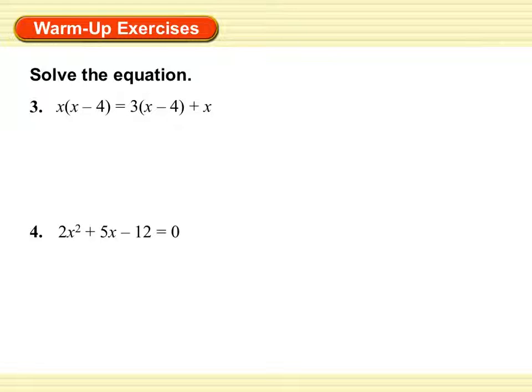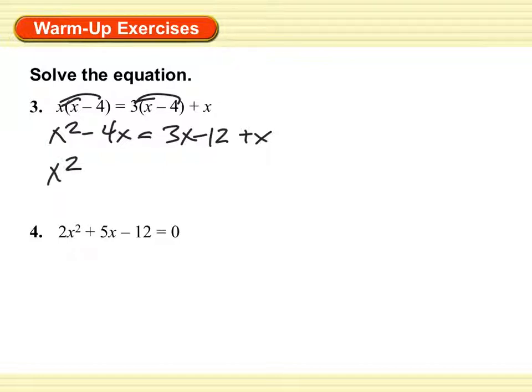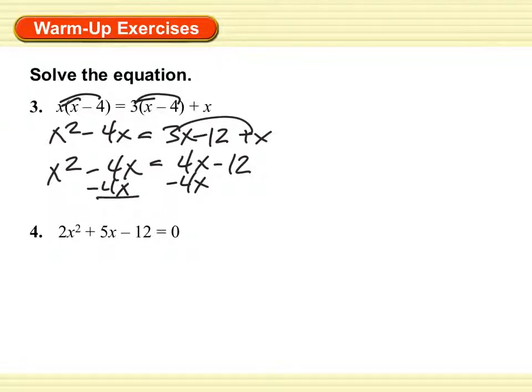So I need to distribute: x squared minus 4x, distribute 3x minus 12, and then plus x. So let's collect like terms on one side of the equal sign. I have a 3x and an x, which is a 4x. Let's move everything over. Negative 8x. I don't want that. And 12. Okay, move that up here and keep on going. I ran out of space.